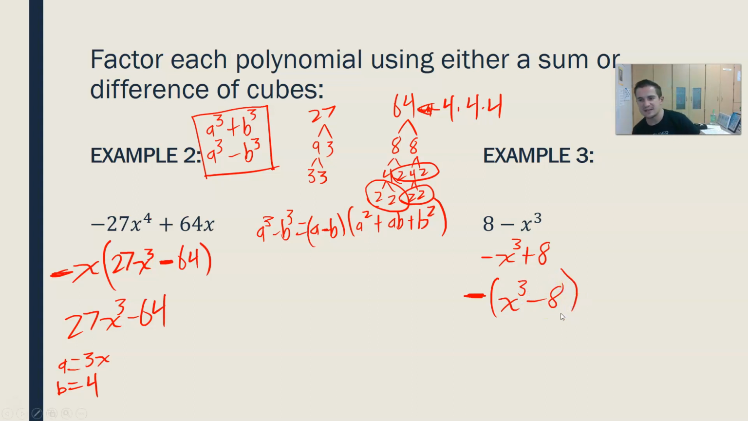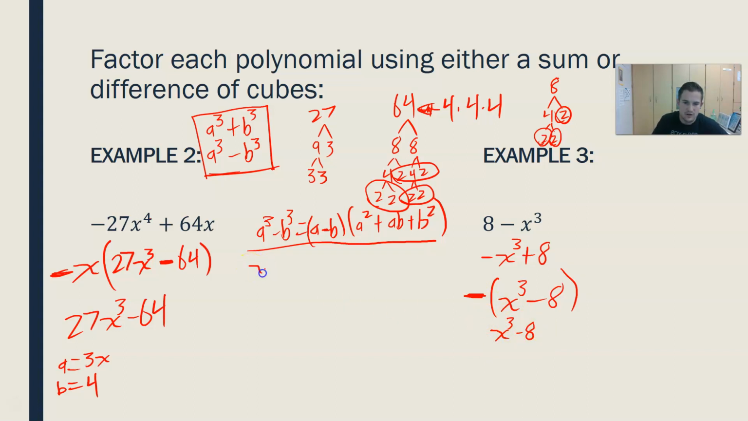X cubed minus 8. Well, now this x cubed minus 8 business, if x cubed and 8 are both perfect cubes, then I can use my difference of cubes formula in order to factor that out. Well, 8, when I factor that out, I get 4 times 2, and then 2 times 2, 1, 2, 3. 8 indeed is a perfect cube. All these numbers you can also double check in a calculator. You can use the cube root function and double check that they are actually perfect cubes. And then x cubed will always be a perfect cube.